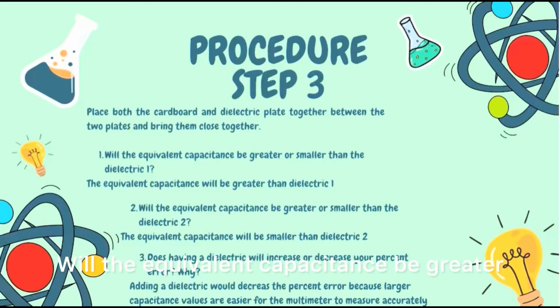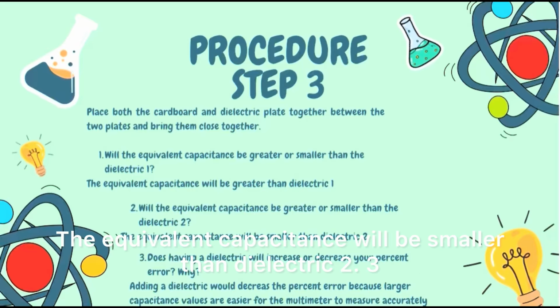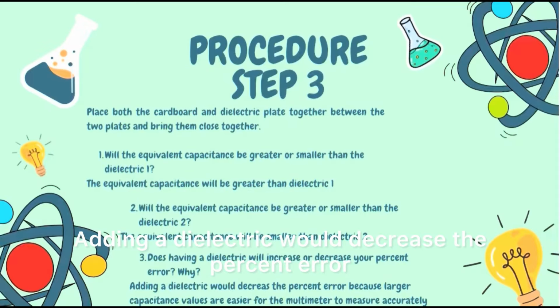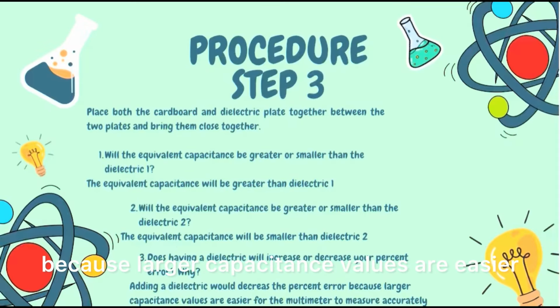2. Will the equivalent capacitance be greater or smaller than the dielectric 2? The equivalent capacitance will be smaller than dielectric 2. 3. Does having a dielectric increase or decrease your percent error? Why? Adding a dielectric would decrease the percent error because larger capacitance values are easier for the multimeter to measure accurately.